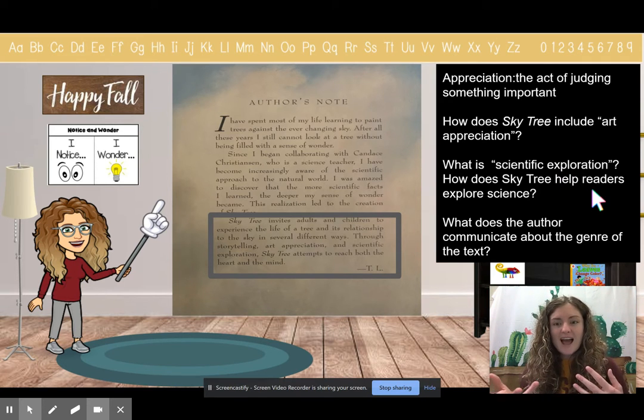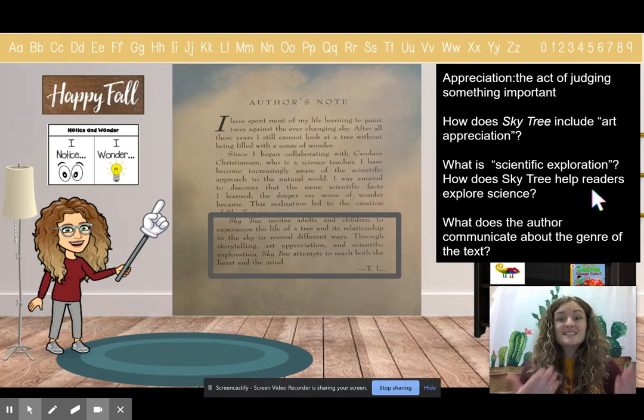And then it talked about scientific exploration. How does this book help readers explore science? What is something that could be informational about this book? What do we learn about in this book? We learn about how the weather gets colder during fall and there's less sunlight and fewer hours of daytime and more of nighttime. That is something that we experience in real life. That is real life information. It talked about how birds migrate. It talked about how squirrels store food. It talked about how the turtle buried itself to hibernate.